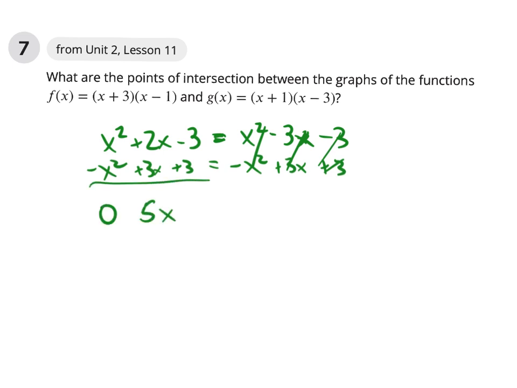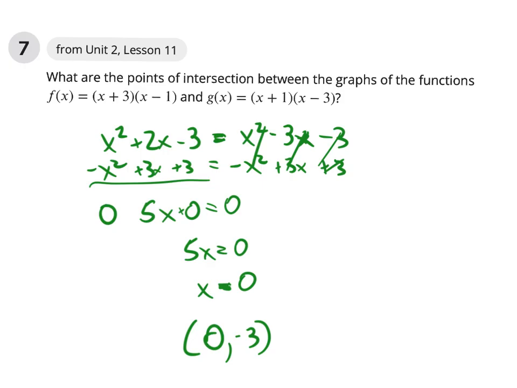I get 0 equals 5x, so 5x equals 0, so x equals 0. So the point of intersection is only at 0. 3 times negative 1 is negative 3. 1 times negative 3 is negative 3. So the point of intersection is 0, negative 3. And I'm sure if you graph these, you will see where your point of intersection is. You should have one point of intersection.